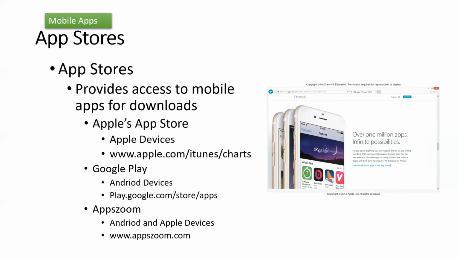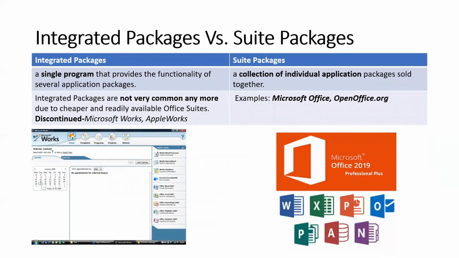Okay, it provides access to mobile apps for download. For Apple, usually it will use the Apple App Store. If the user is on Android, it will use Google Play. Another example of an app store is AppZone, where Android and Apple devices can download any mobile apps inside. So next is integrated package versus suite package.